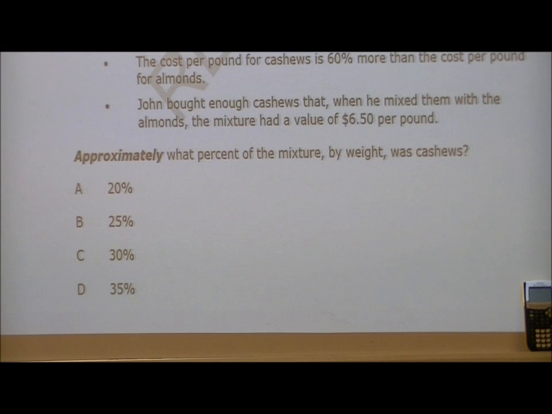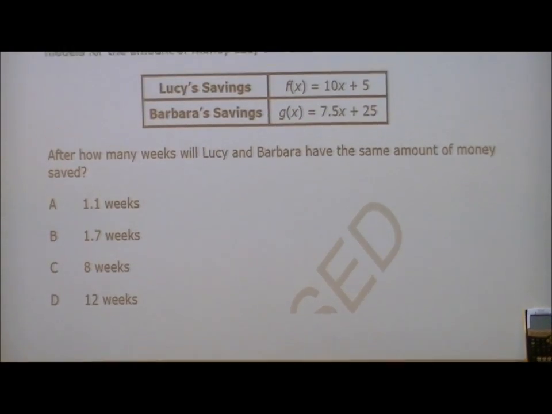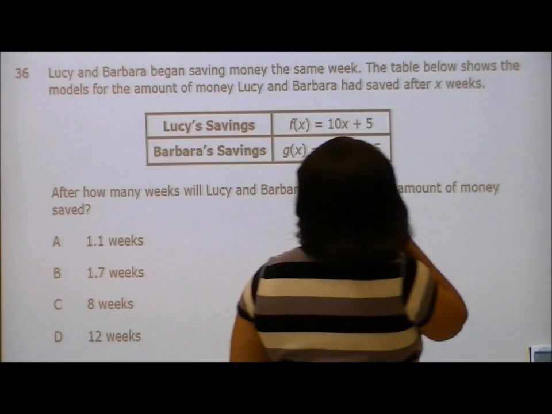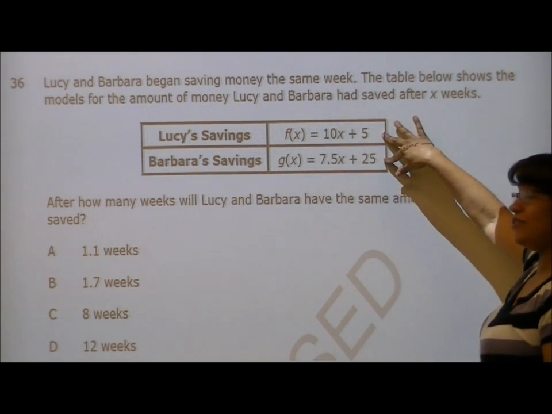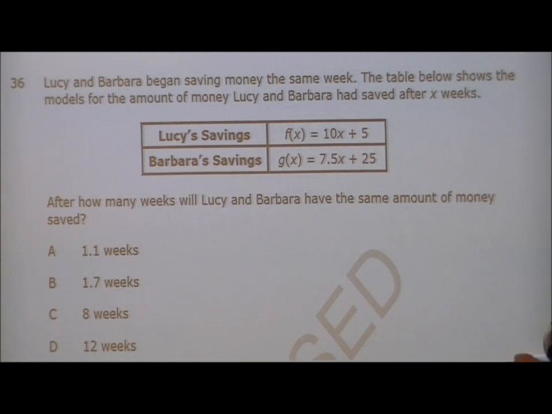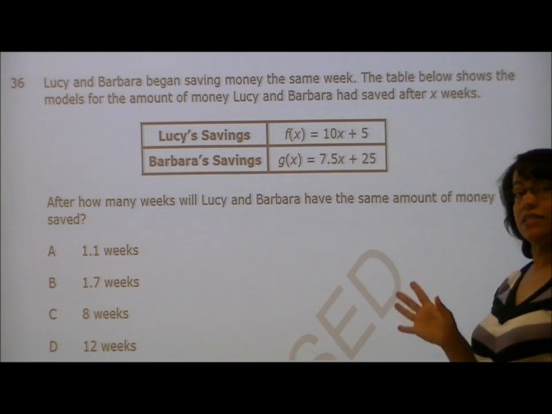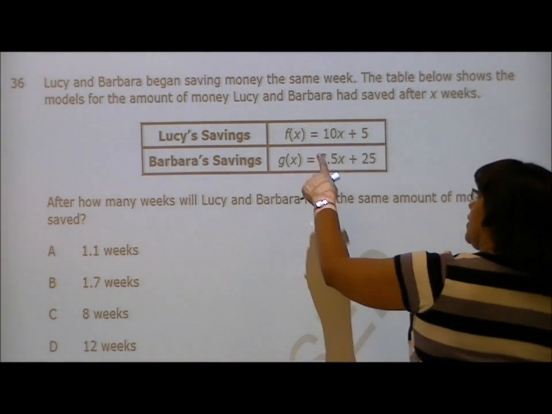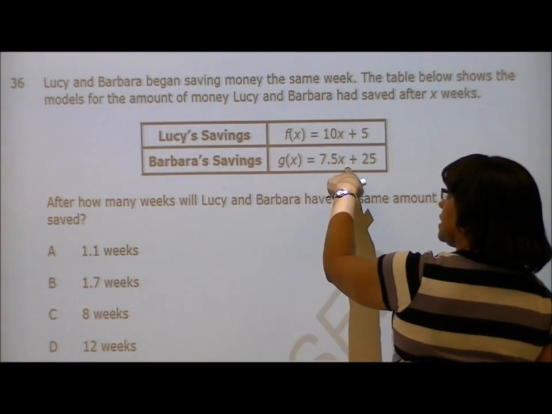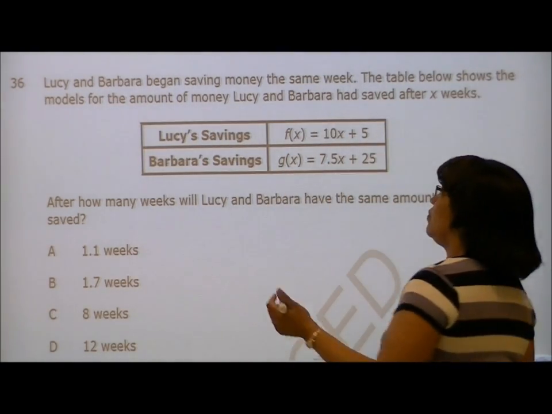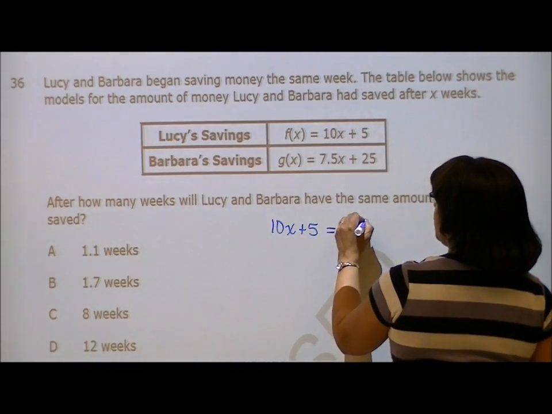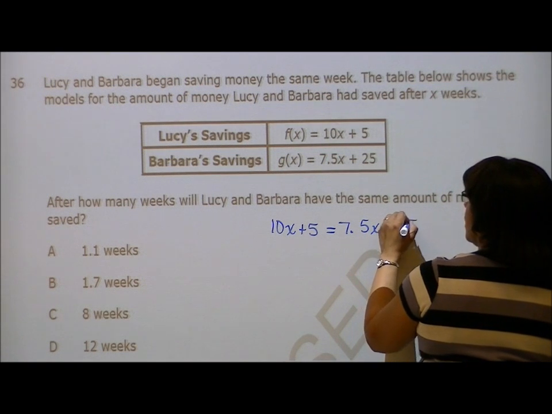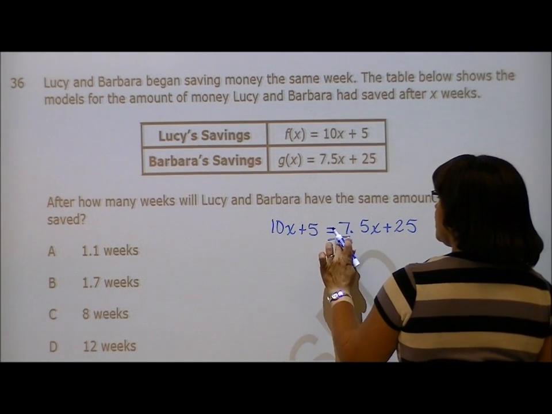For number 36, Lucy and Barbara began saving money the same week. The table below shows the models for the amount of money Lucy and Barbara had saved after x weeks. So you have your models. After how many weeks will Lucy and Barbara have the same amount of money saved? That's nice because that's substitution. If f of x is equal to this and g of x is equal to this, and they want to know when it's the same, that means equal. So you will set one equation equal to the other equation, and you'll solve for x. Go ahead and do your solving.